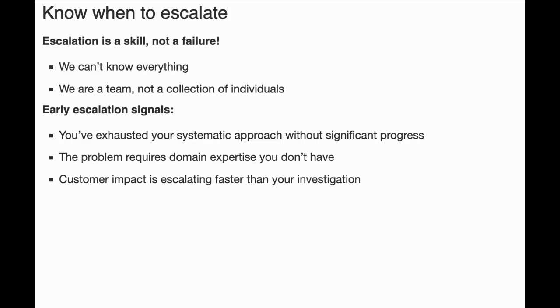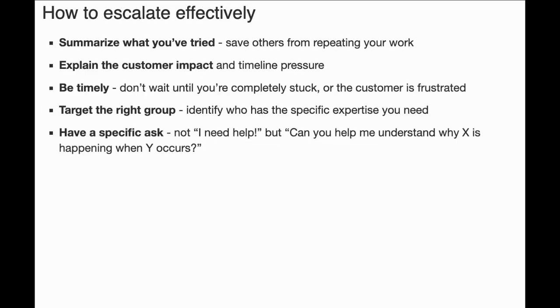Here are some early escalation signals. You've exhausted your systematic approach without significant progress. The problem requires domain expertise you don't have. The customer impact is escalating faster than your investigation. How to escalate effectively: Summarize what you've tried. Save others from repeating your work. Explain the customer impact and timeline pressure. The impact and timeline can help people prioritize the response appropriately.